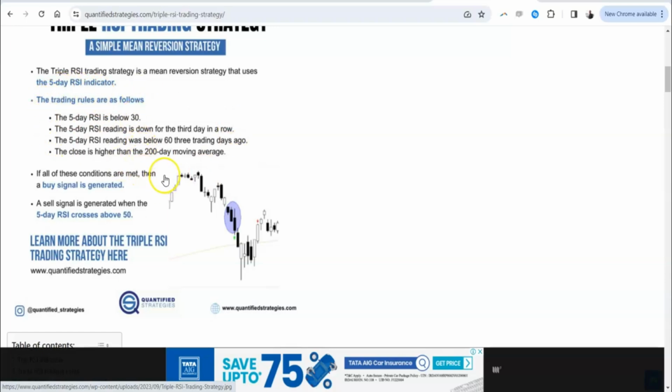Now what about trade exit criteria? Again, very simple. Once we are long, we exit when the RSI crosses 50. Alright, so the entry criteria is when it comes down to 30. We exit when it goes up to 50. So let me show this to you on a chart so that you have a better intuitive understanding of this strategy.